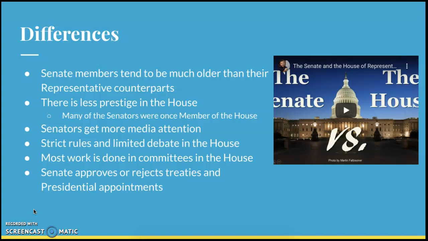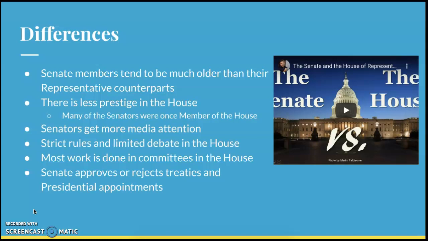There are stricter rules and limited debate in the House, so there isn't that much opportunity to really speak your mind as much as you want to, as opposed to in the Senate, and we'll get to more details about how the Senate debates. Most of the work is done in committees in the House and in the Senate. They don't really discuss a lot of things on the floor just because of their vast numbers, especially almost 435 members in only one chamber, so it can get hectic in there.